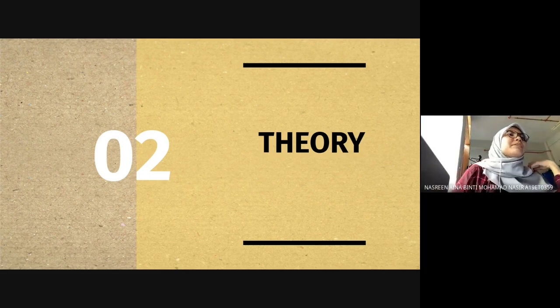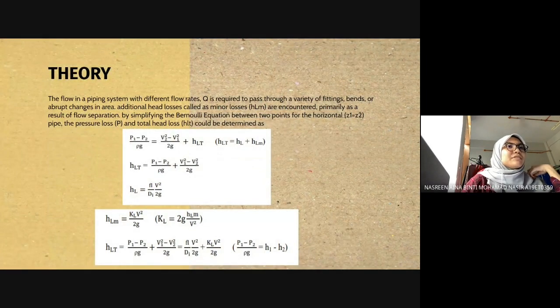Okay, for the theory part in the experiment. The flow in a piping system at different flow rates may require passing through a variety of fittings, bends or abrupt changes in area. Additional head losses, called minor head losses (HLM), are accounted for in this experiment, primarily as a result of flow separation. By simplifying the Bernoulli equation between 2 points for the horizontal pipe, the pressure loss, P, and total head loss, HLT, could be determined as this equation.